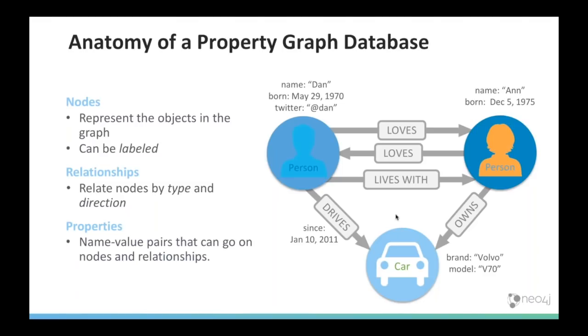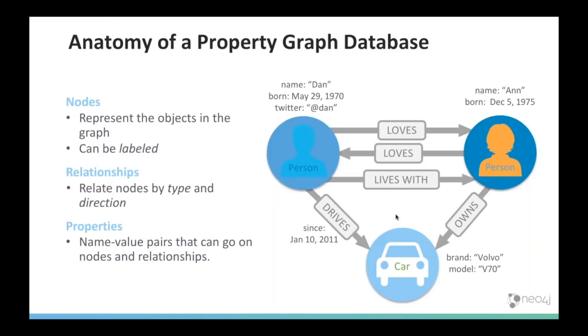And these nodes can have properties associated with them, any number of properties associated with them. These properties are really just key value pairs. So we can see the person on the left, his name is Dan. He was born May 29th, 1970. And he has a Twitter handle @Dan. And then on the right, we have a person named Anne, who was born December 5th, 1975. We don't have Anne's Twitter handle, and that's okay.